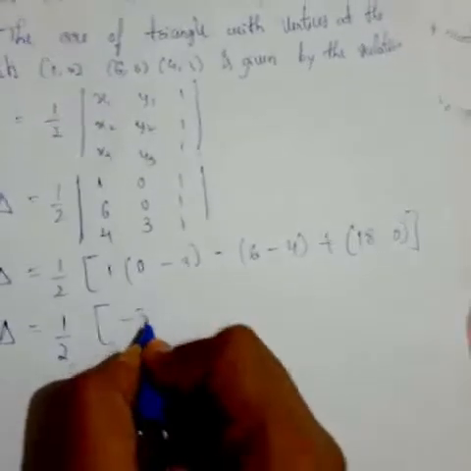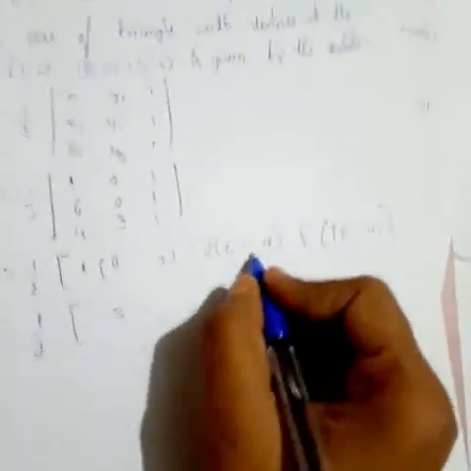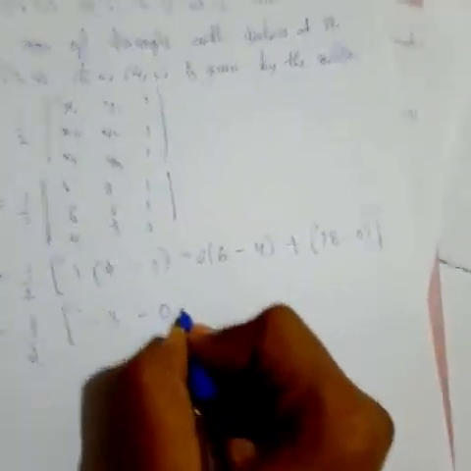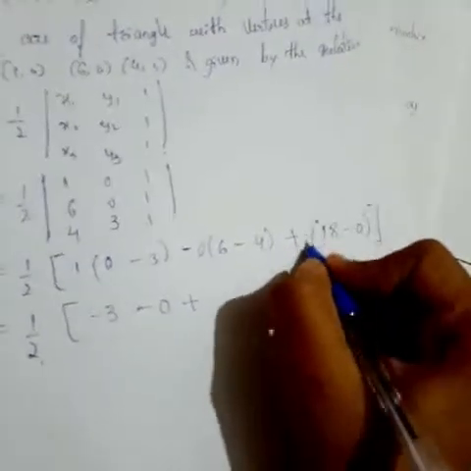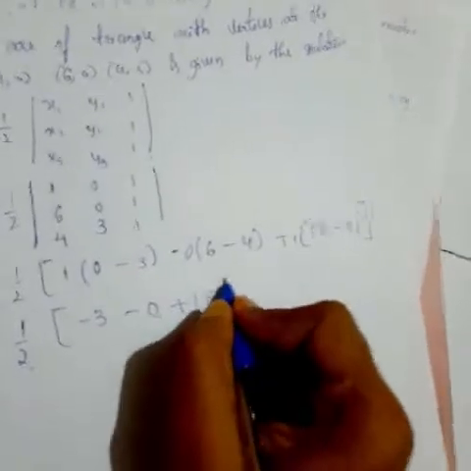0 into minus 3 is 0, minus 3 into 1 is minus 3. Next minus 0 is there. 0 into anything means 0. Plus here 1 is there. Okay, 18 into 1 is 18.